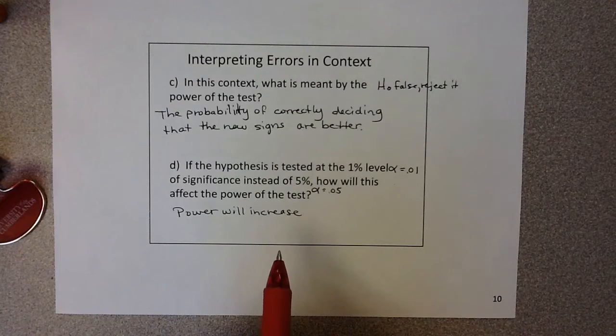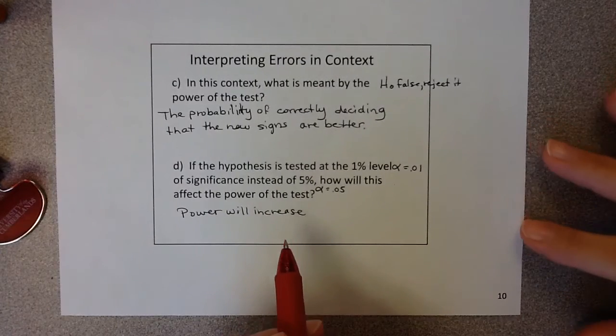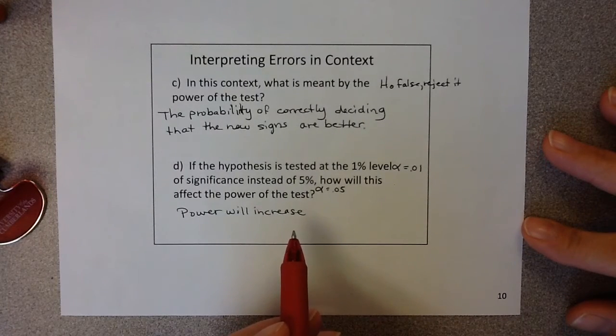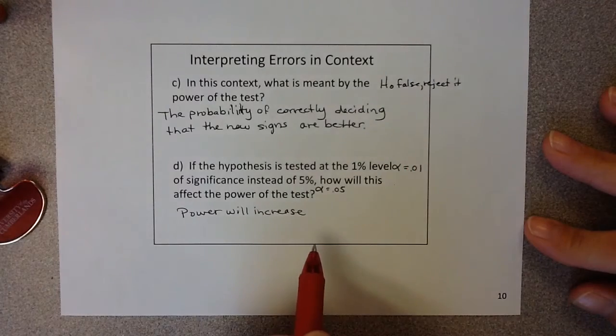Power would also increase if we increase the sample size, because if our sample size is bigger, we're more likely to make a correct decision. And power is a correct decision.